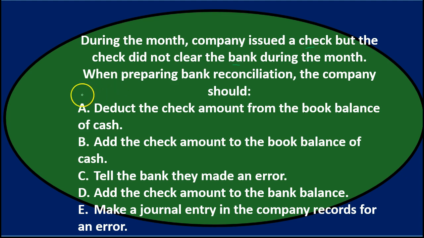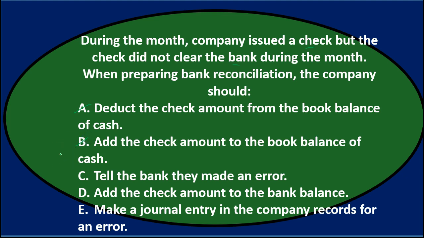So if we go through this, we're going to say, okay, A, deduct the check amount from the book balance of cash. This sounds like a bank reconciliation transaction, but we're not going to do something to the book balance. Our book balance is right. We wrote the check. We decreased our checking account by what we wrote. It's just that it didn't get recorded by the bank yet because they don't have it yet. So it's not going to be A. B says add the check amount to the book balance of cash. Again, our books are right, so it's not B.